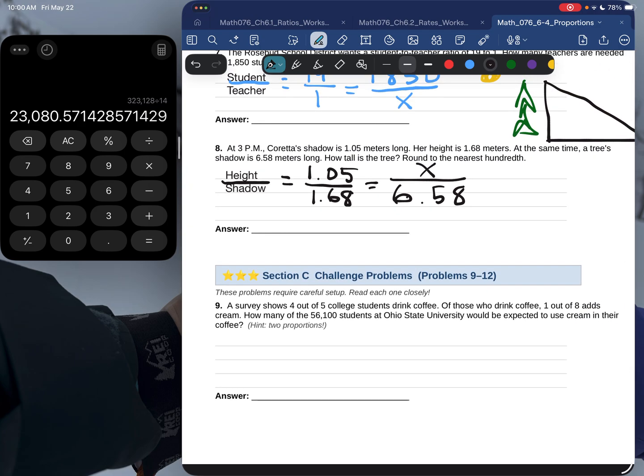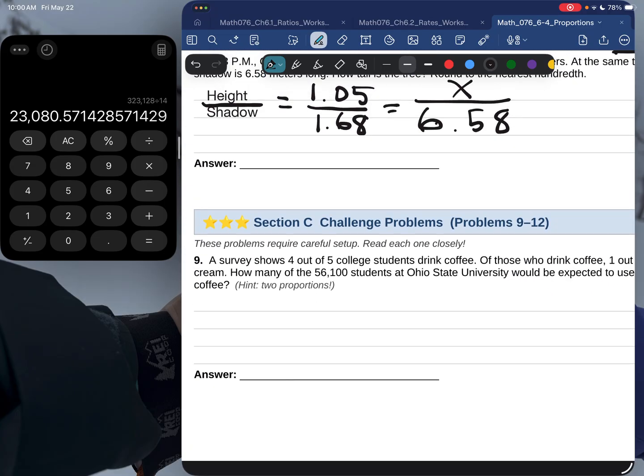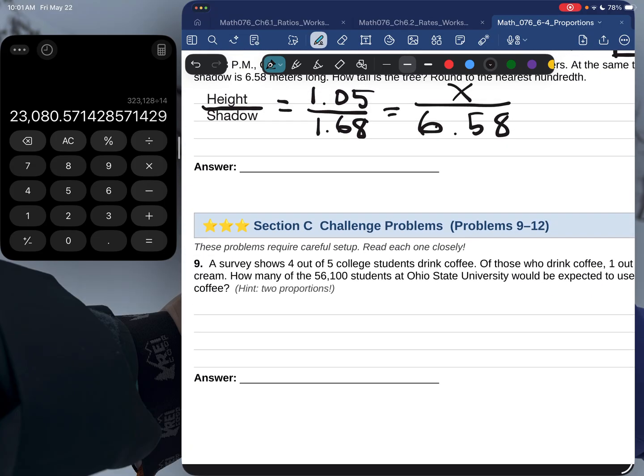Number 9. A survey shows 4 out of 5 college students drink coffee. Of those who drink coffee, 1 in 8 adds cream. How many of those at Ohio State would be expected to use cream in their coffee? Ooh, this is a tough one, okay? This one, we have to do proportions first. So first we have to figure out how many are coffee drinkers, and then of those, how many use cream, okay? So first, let's do coffee, okay?